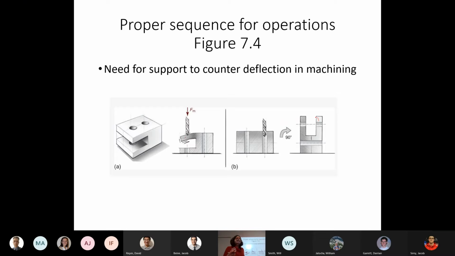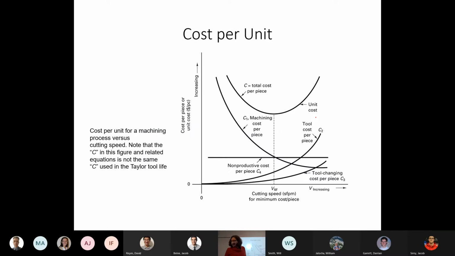So again, we just need to think about these factors that are not inherent in the process itself. This is how we would do the process. And then one of the last aspects that I want to talk about is to consider the costs that go into machining.